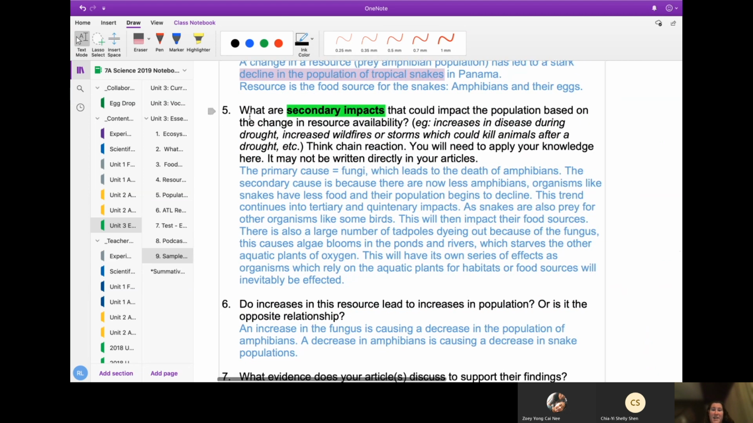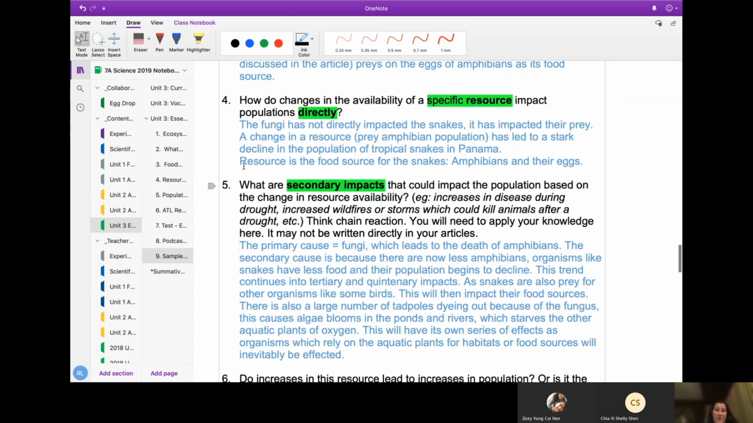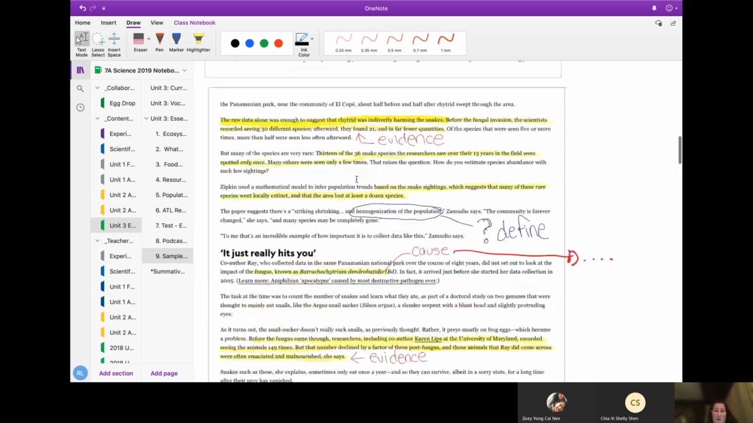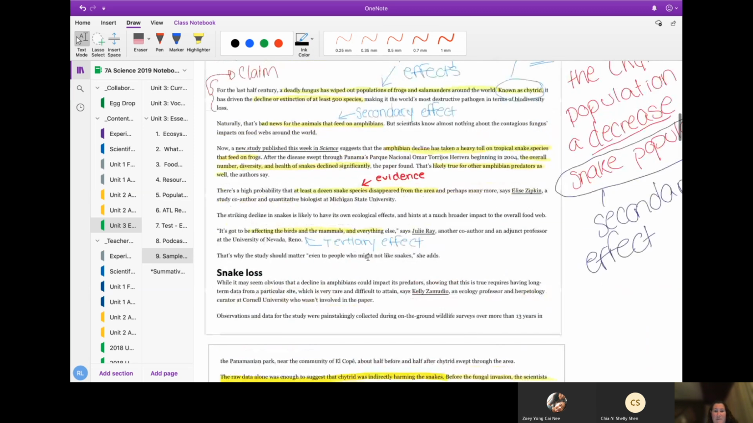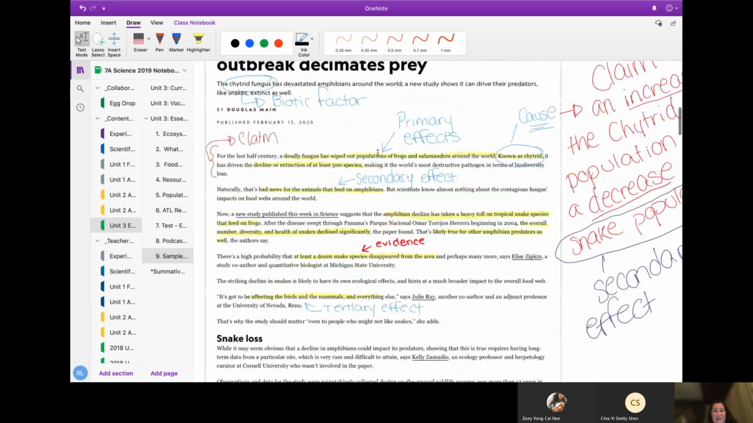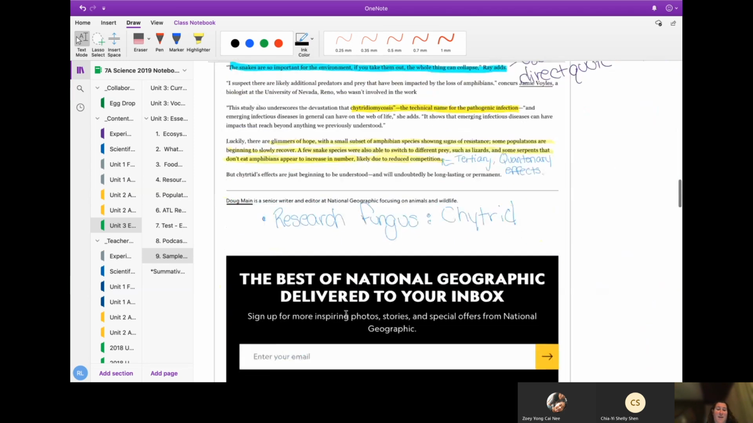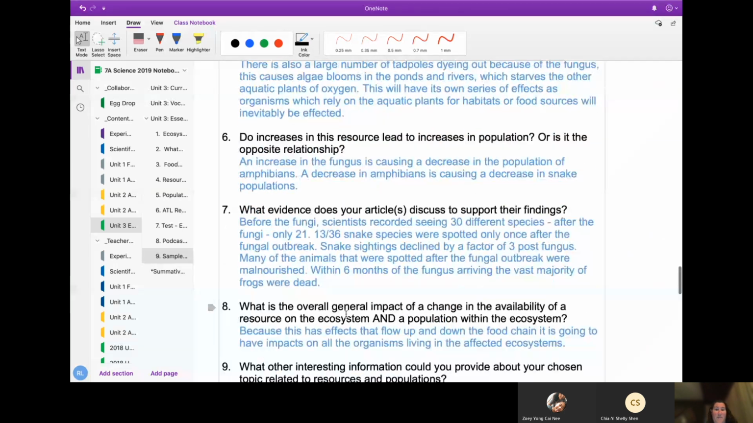And then, are there any secondary impacts? Or maybe there's even tertiary impacts. So this is where you would summarize that evidence that you found. This is where you're starting to use from your article anywhere that you wrote tertiary effect, secondary effect, primary effect. This is where you start to gather that information. These are all of the effects.